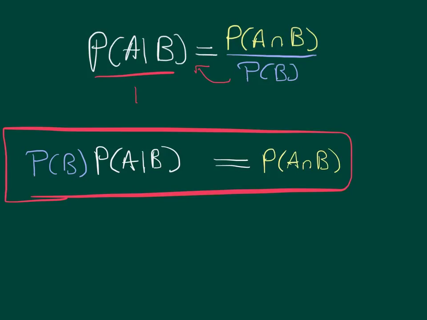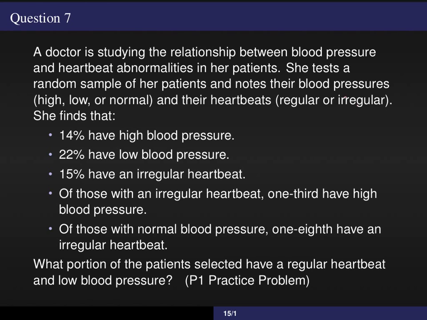Basically, the idea is that sometimes the information given to us is in terms of a conditional probability. Let's consider this example. A doctor is studying the relationship between blood pressure and heartbeat abnormalities in her patients. She tests a random sample of patients and notes their blood pressure. So the options here for blood pressure are going to be high, low, or normal blood pressure. The abnormalities are going to be classified as either regular or irregular. All right. So the information given is we have a 14% chance of having high blood pressure, a 22% chance of having low blood pressure, and we know that there's a 15% chance of having an irregular heartbeat.